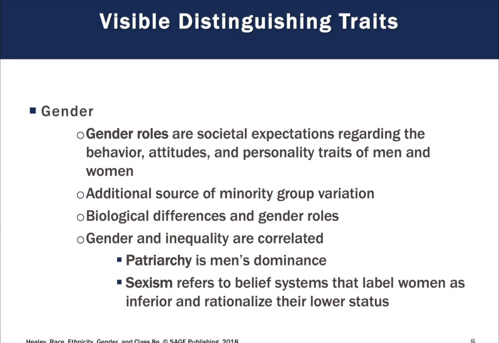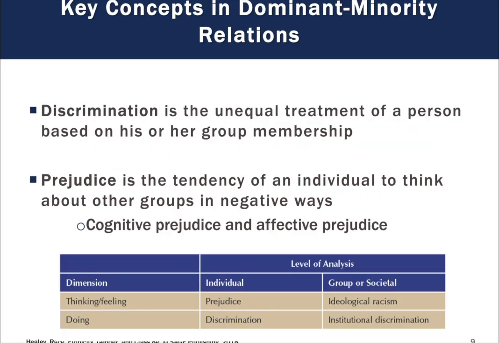Gender is also introduced in this chapter. Gender roles are societal expectations regarding the behavior, attitudes, and personality traits of men and women. So as you're doing your readings this week, what you'll find is that gender and inequality are correlated. So patriarchy is one of the terms you'll find out about, and that's about male domination. And sexism refers to the belief systems that label women as inferior or rationalize the lower status of women in the society.